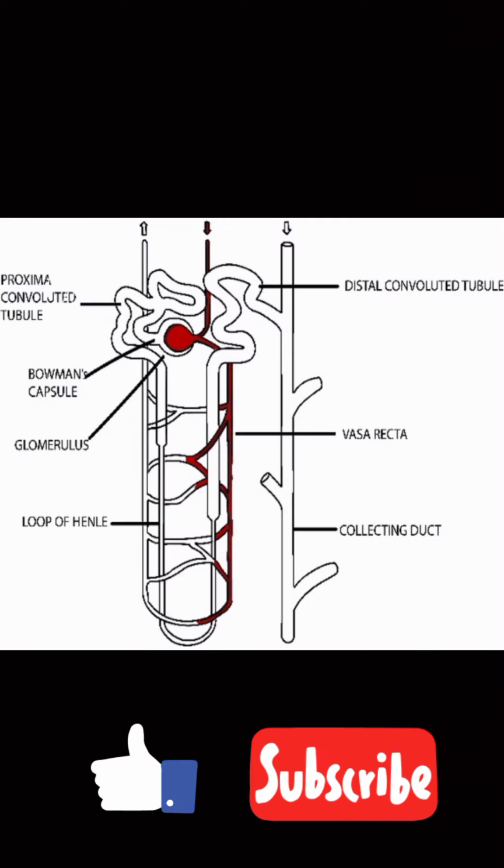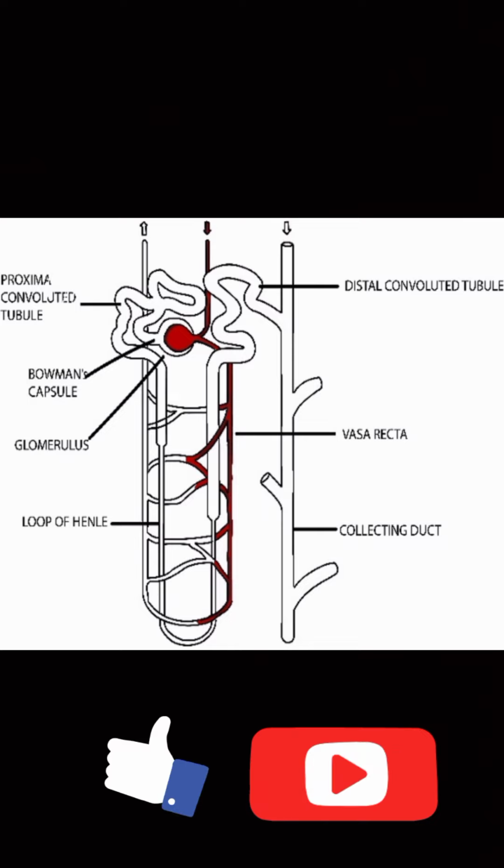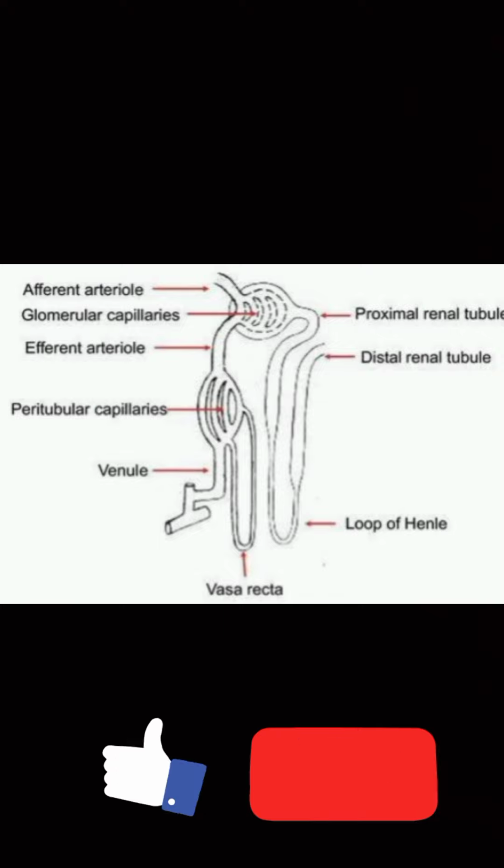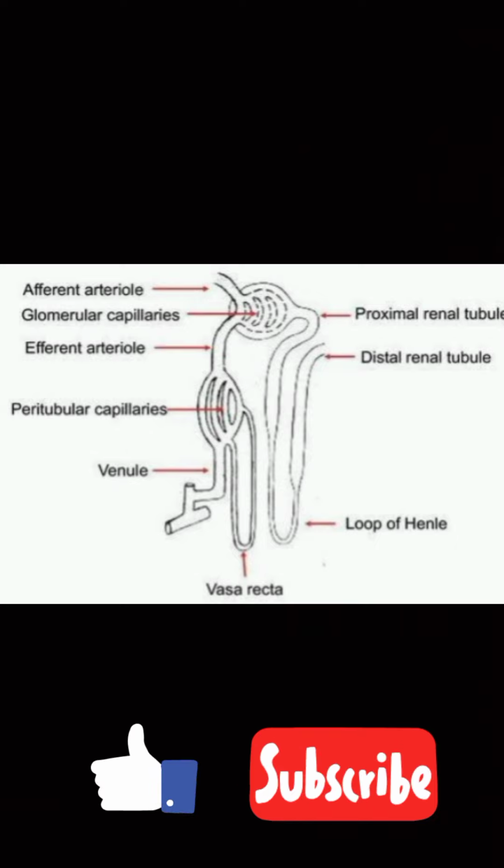The efferent arteriole emerging from the glomerulus forms a fine capillary network around the renal tubule called the peritubular capillaries. A minute vessel of this network runs parallel to the Henle's loop, forming U-shaped vasa recta. Vasa recta is absent or highly reduced in cortical nephrons.